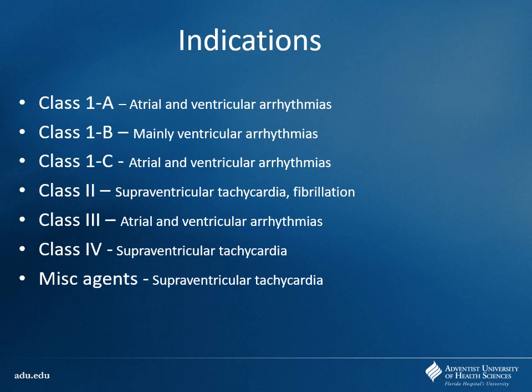So that's kind of the big delineation you're going to see with that. And then our miscellaneous drugs will have specific indications there, as we'll see. But that's kind of the main thing you want to think about. Class 2 and 4, beta blockers and calcium channel blockers, are good for supraventricular arrhythmias. Class 1 and 3 can be used for either one: ventricular, atrial, or both.